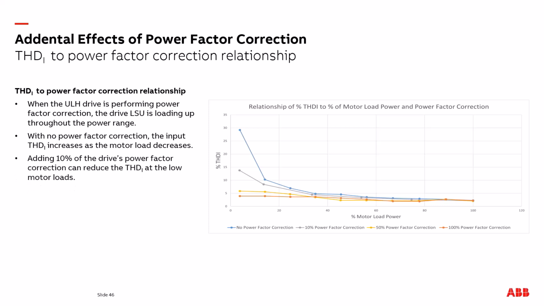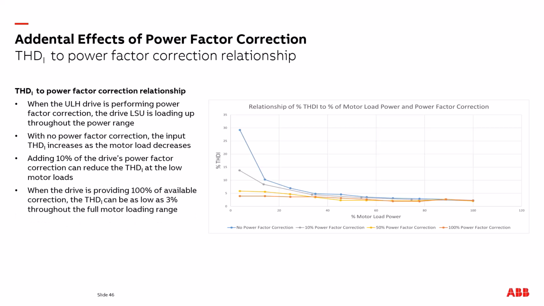If I add just a simple 10% of drive power factor correction, it reduces the total harmonic distortion on low motor loads, as shown in the gray line compared to the blue line. If the drive is providing 100% available correction, the total harmonic distortion in current can stay as low as 3% throughout the full motor load range.